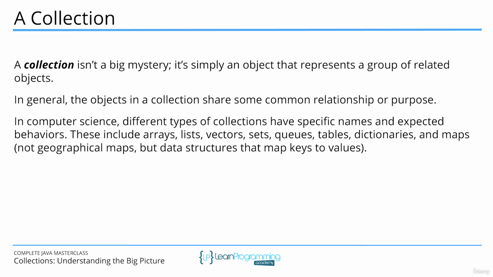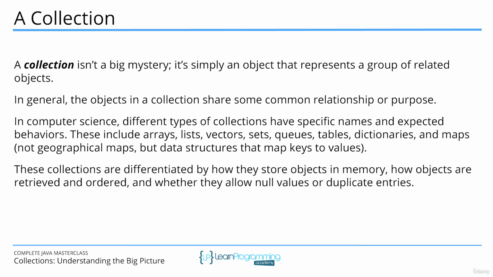These include arrays, lists, vectors, sets, queues, tables, dictionaries and maps, not geographical maps but data structures that map keys to values. These collections are differentiated by how they store objects in memory, how objects are retrieved and ordered, and whether they allow null values or duplicate entries.